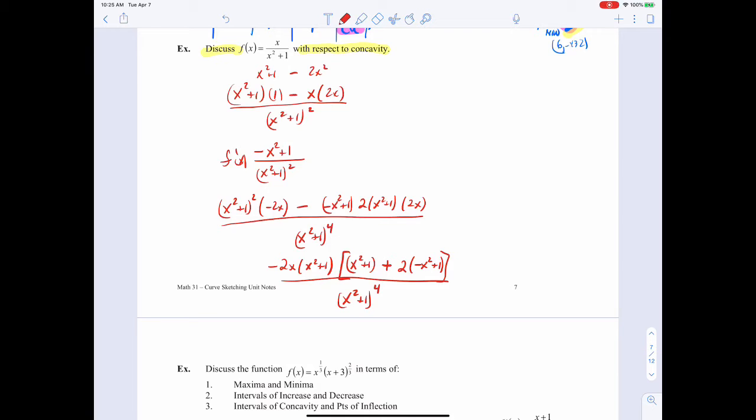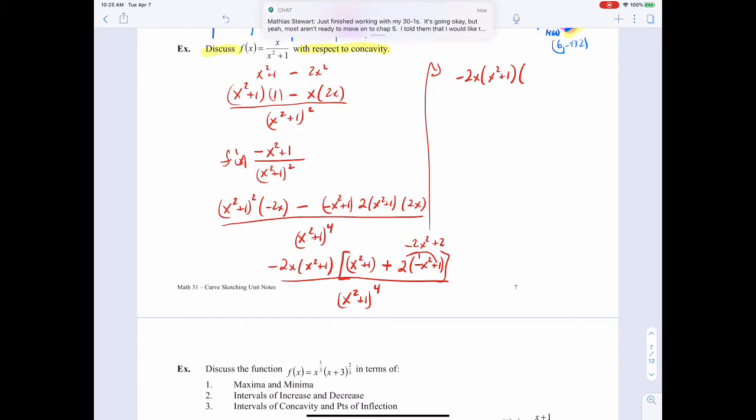Now I can further clean up that top, so I can expand this in. So I have negative 2x squared plus 2. So on the outside I have negative 2x, bracket, x squared plus 1. And then in my brackets, x squared minus 2x squared is negative x squared, and then 1 plus 2 is plus 3, over x squared plus 1 to the 4th.